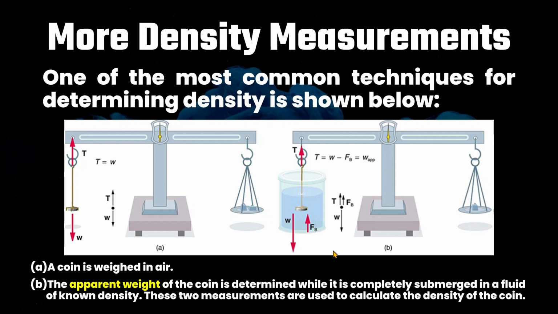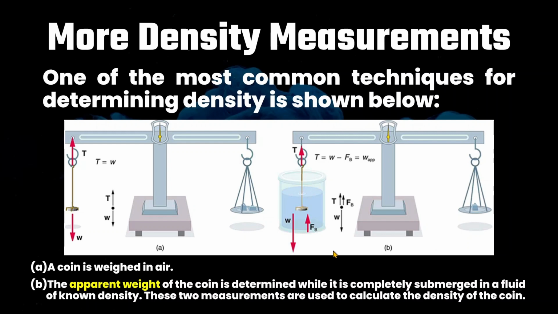There are other ways to measure densities. One of the most common techniques for determining density is shown in this picture, which shows a weighing scale. In picture A, a coin is weighed in air. In the next picture, the coin is submerged in water. So this kind of weight is called apparent weight.